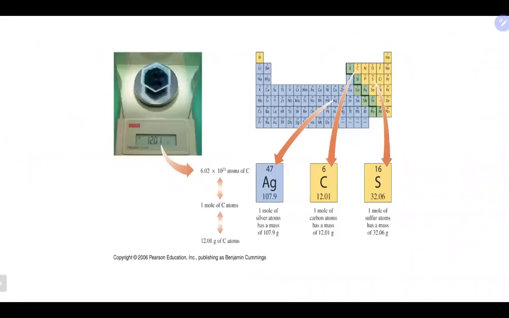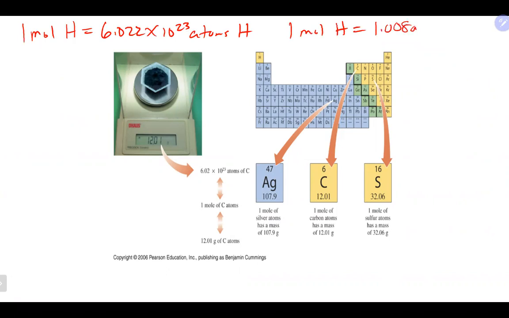So some relationships of how this works, for example, we have 1 mole of hydrogen is equal to 6.022 times 10 to the 23 atoms of hydrogen. 1 mole of hydrogen would also equal 1.008 grams. So those are the relationships of those two.